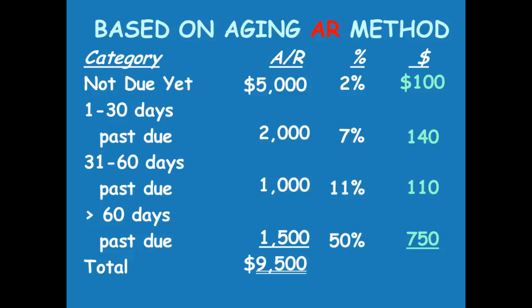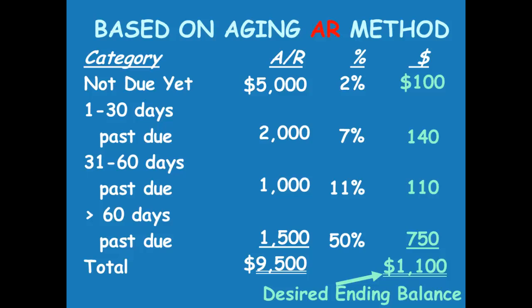Now again, I made up those percents. For your purposes, they'll be given in the textbook, but that's kind of the challenge in the real world, is coming up with those percents. Stop and add them up, and we get $1,100. The question in your handout says, what is the desired ending balance in the allowance for doubtful accounts? Your answer is $1,100. That does not mean we make our journal entries for $1,100.